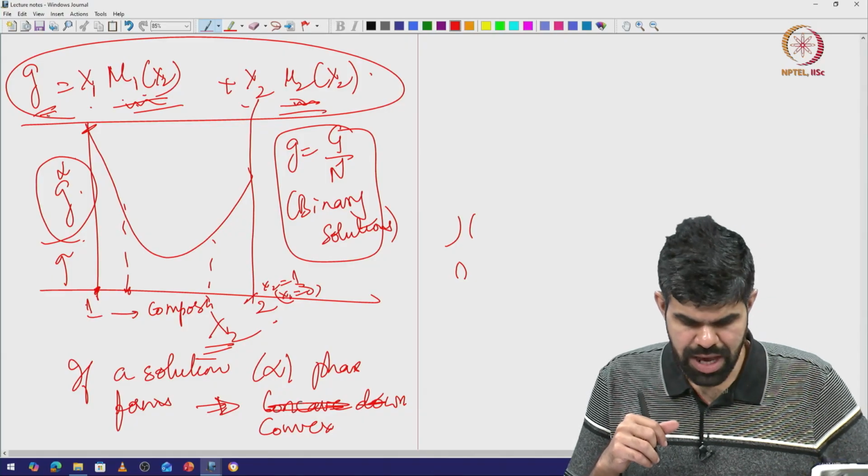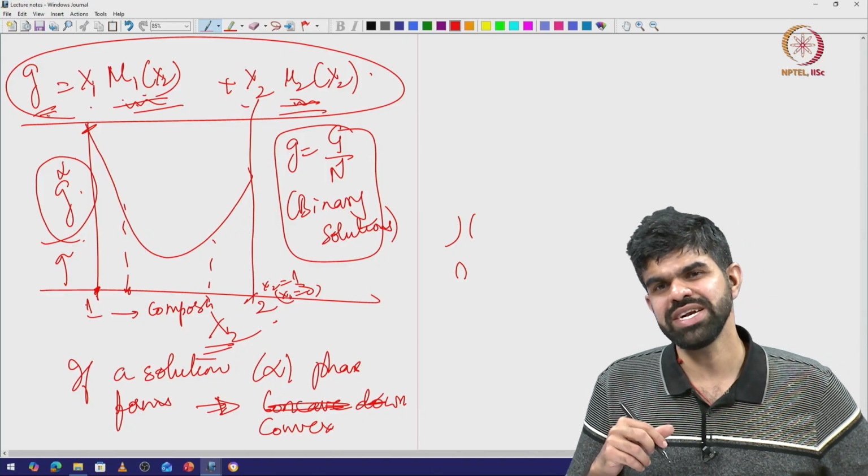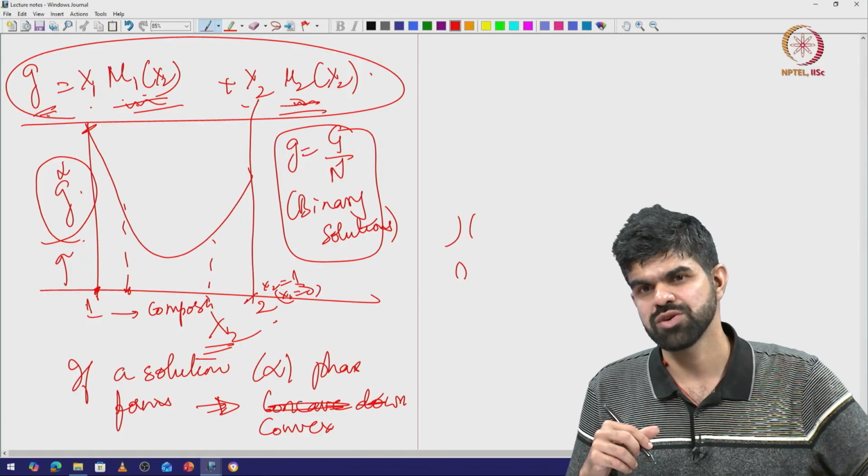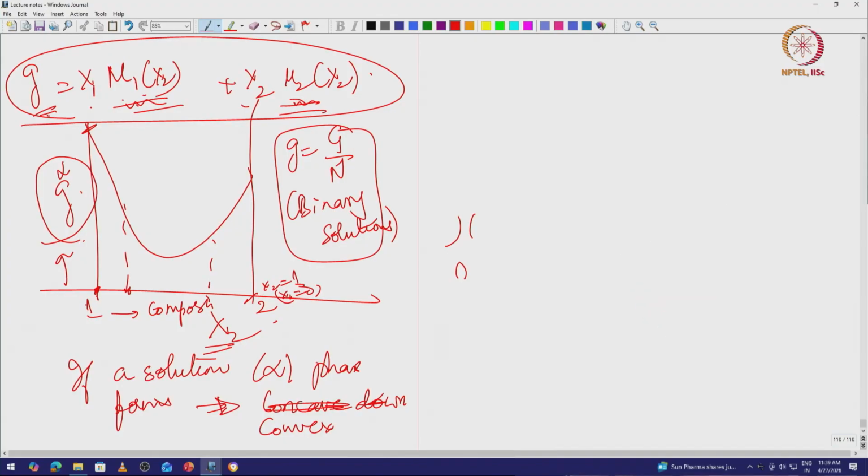Now, let us try to understand graphically. If I give you a graph that just says G of alpha, so G in an alpha phase, let us look at one phase and then look at the phase competitions and things like that. So, G of alpha as a function of x2 is going to look somewhat like this. I said it is going to be convex down.